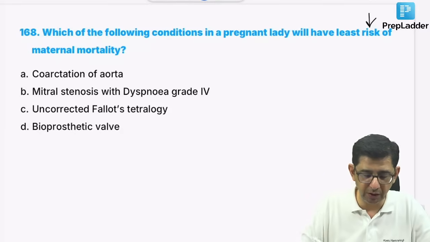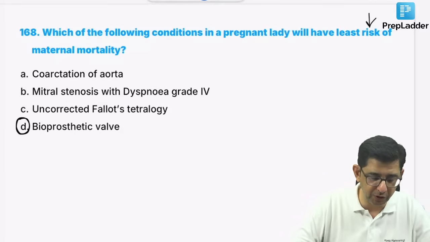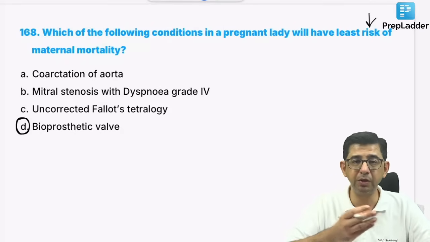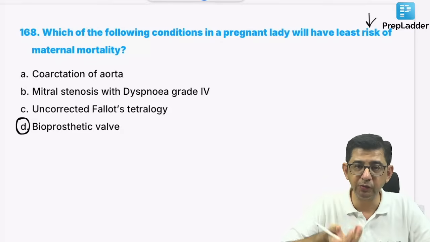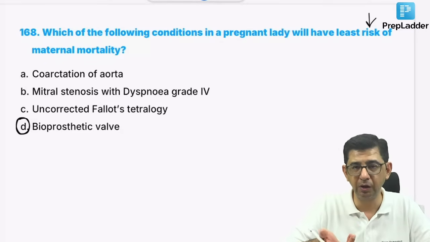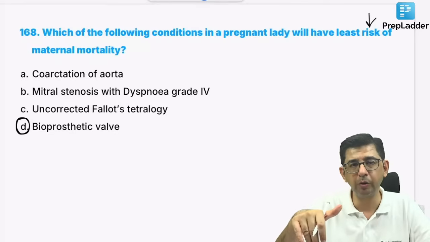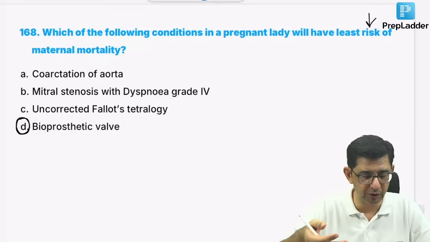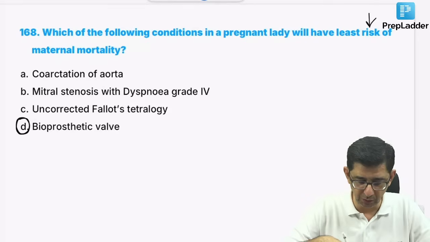But in this particular case, the bottom line is that if a bioprosthetic heart valve is put, that means the cardiac disease was treated. So if we have treated a heart disease, then there is no obstruction to the exit of blood from the heart, neither an inflow problem nor an outflow problem. So therefore the person would be doing fine in this particular case. So the answer in this case would be option number D.